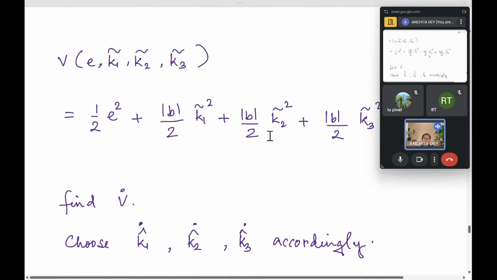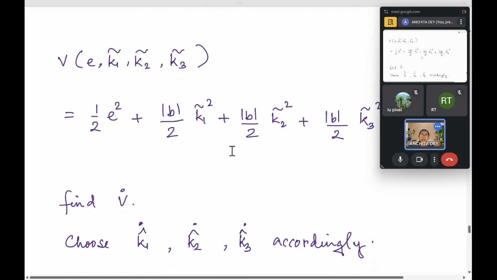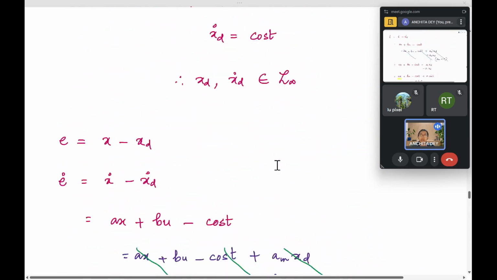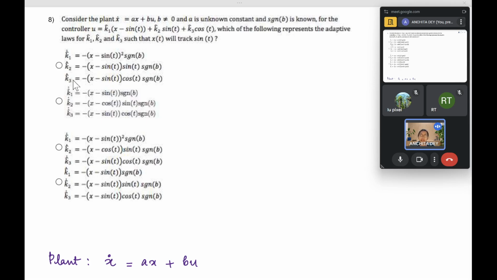This is a positive definite function of V. And so V is a positive definite function, and if you find V dot, I think I will just leave it to you. Do the differentiation, right? And then simply you have to cancel some terms. So you design k1 hat dot, k2 hat dot, k3 hat dot accordingly so that those terms get cancelled, and then you can easily pick out of the options that were given to you. You see, these are the options. So keep this in mind that you have to find expressions for the hats, not for the tildes.